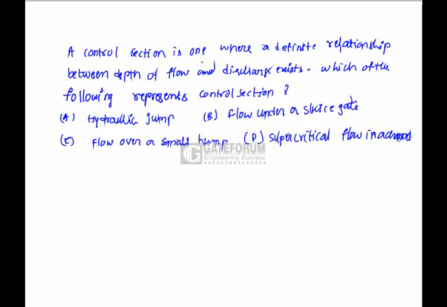Question is, a control section is one where a definite relationship between depth of flow and discharge exists. So which of the following represents a control section? Control section, where we are going to use flow under a sluice gate to find out the relationship between the depth of flow and discharge, so that we can solve the problem. So flow in sluice gates, we are going to have that control section.